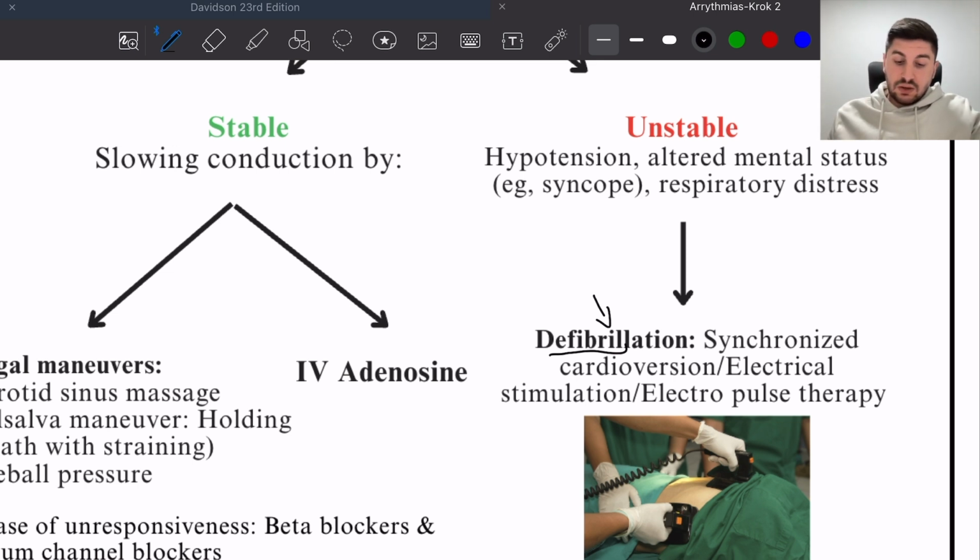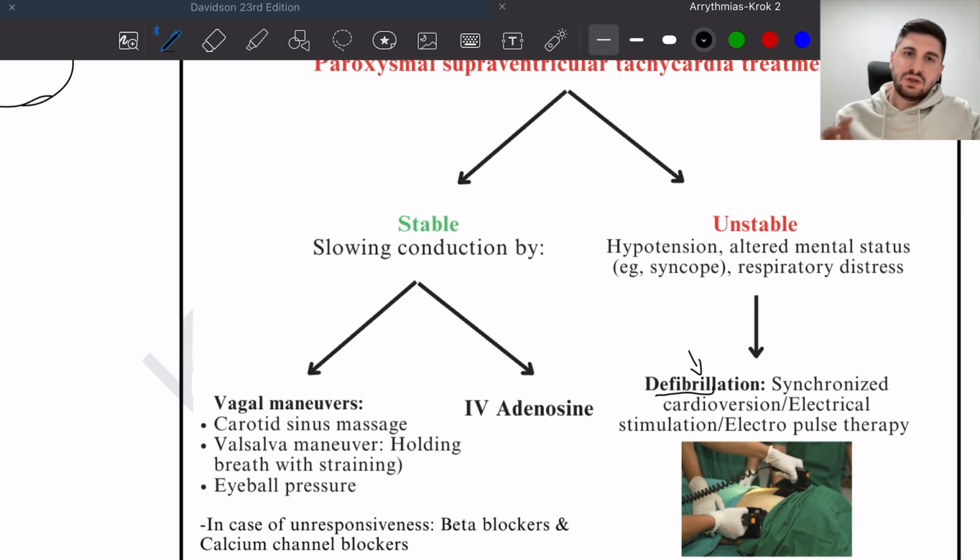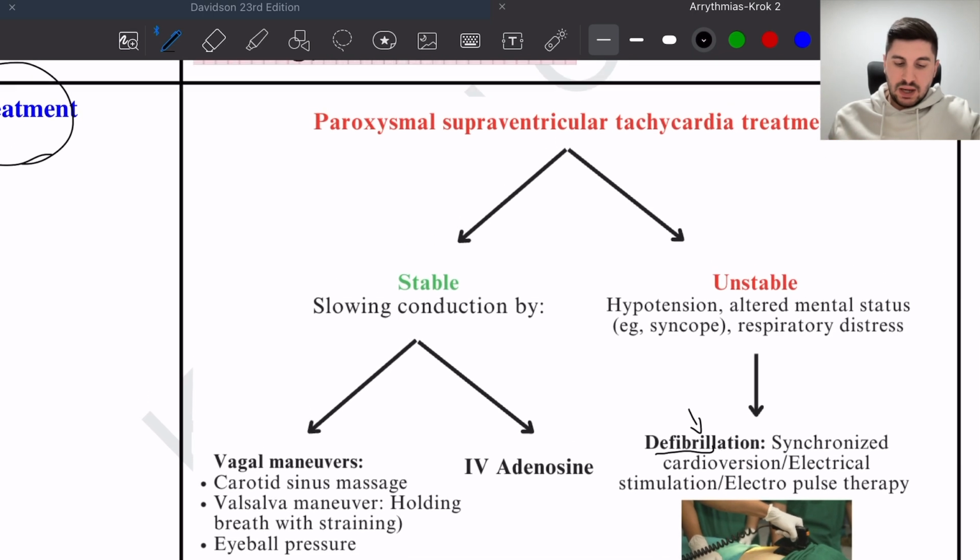In Krok, they call defibrillation many names, and you should know all of them: synchronized cardioversion, electrical stimulation, and electropulse therapy. There are differences between them, but in Krok they use them together, so know all the names. I didn't see that the differences between them are significant in Krok.